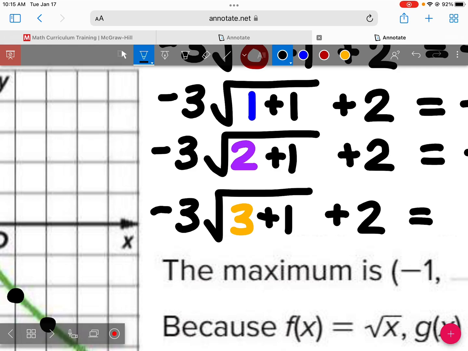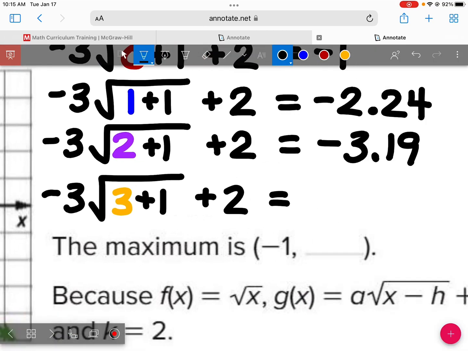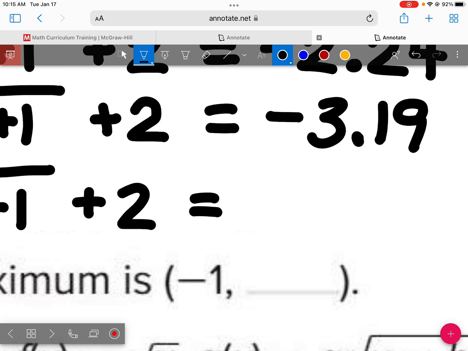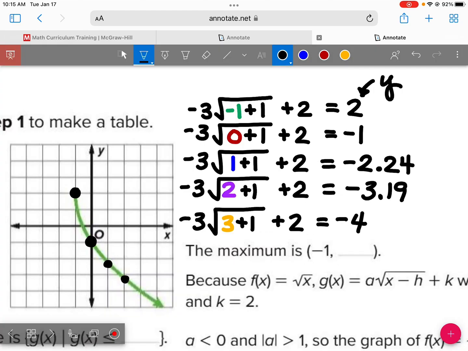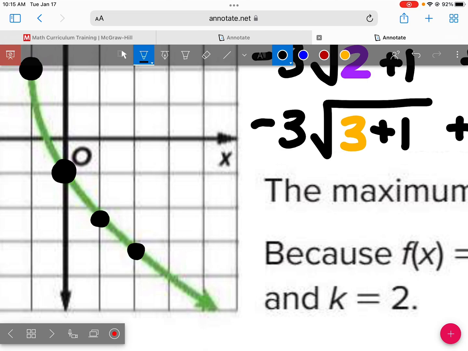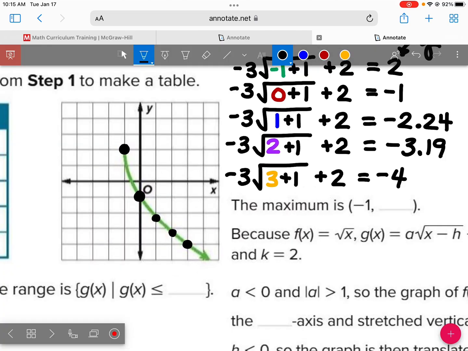If what's underneath the radical simplifies to something that I don't know the square root of, it's not a whole number that I know off the top of my head, I'm probably going to get a decimal answer back. Go ahead and pop this one in your calculator. Let's get the last one up here. I want it out to 2 decimal places. They didn't give us that far. -4 even. So when x is 3, y is -4.